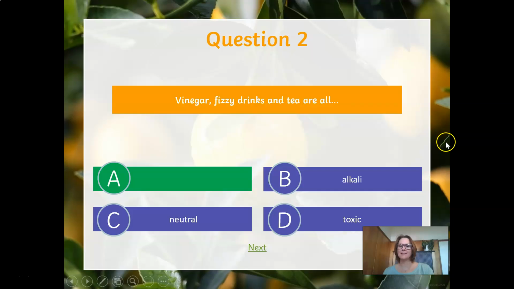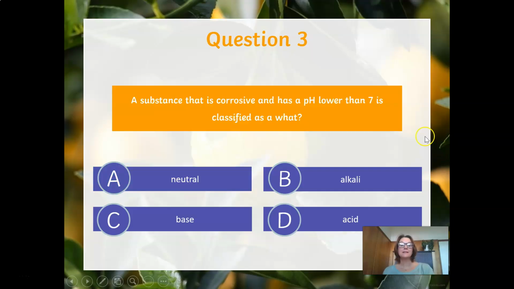Yes, green lights. A substance that is corrosive and has a pH lower than 7 is classified as a what? Remember I did that quick little pH scale with you, and 7 was the neutral, lower than 7. So going to the left, what would it be considered as? A, a neutral, B, an alkali, C, a base, or D, an acid. What is your answer? I would go with D. It is an acid.